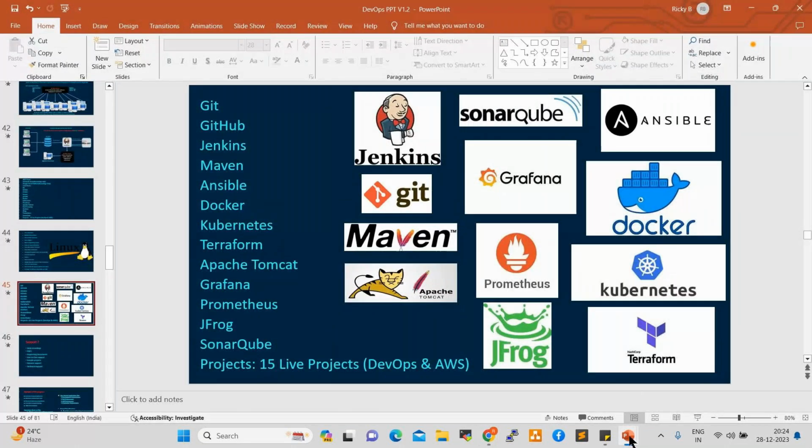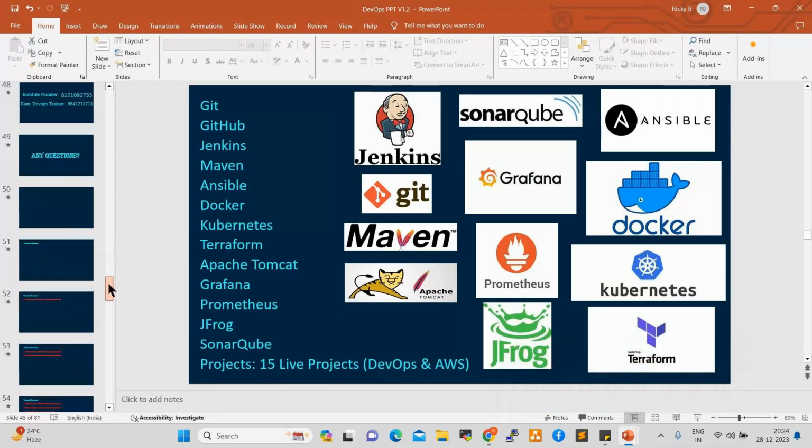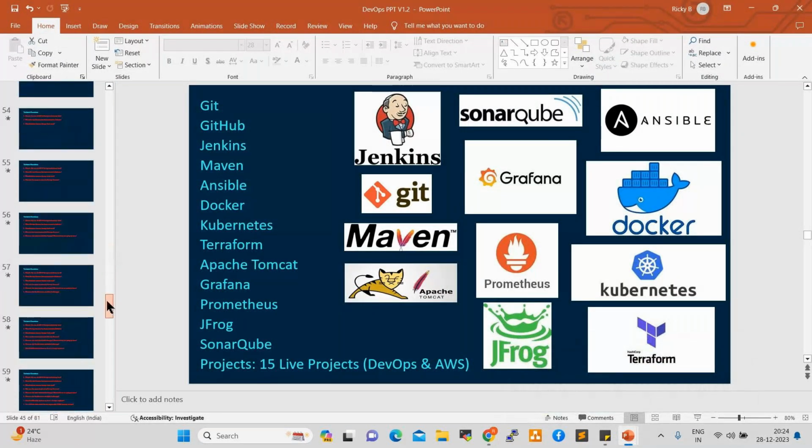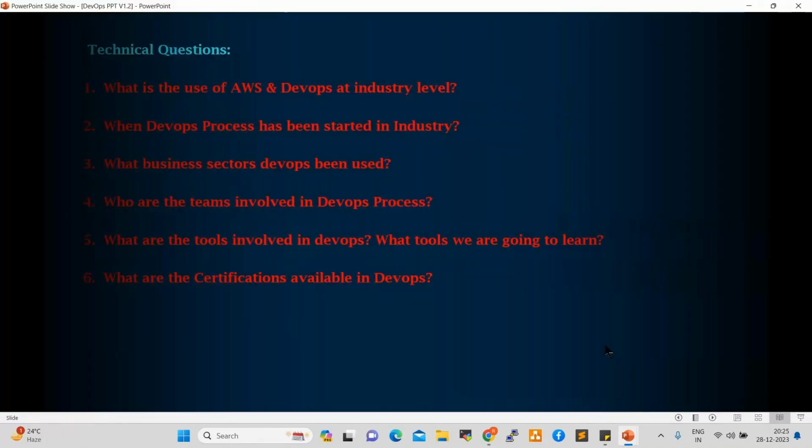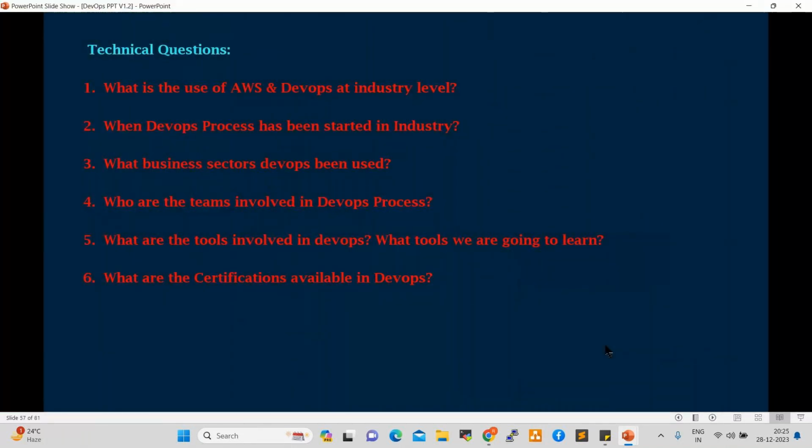Yeah, next question here is: what are the certifications available in DevOps? Yeah, so DevOps certifications, if you want to write the CKA exam, Certified Kubernetes Administrator, CKA.